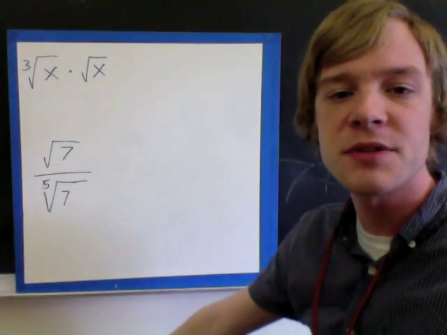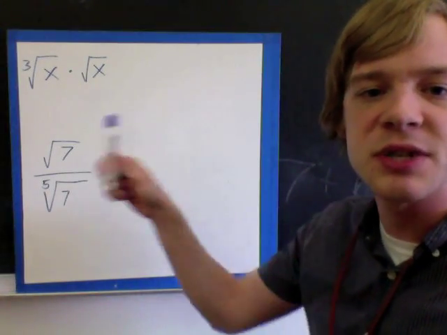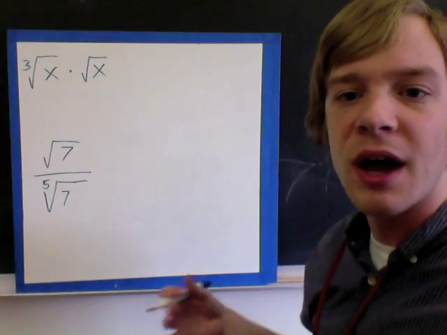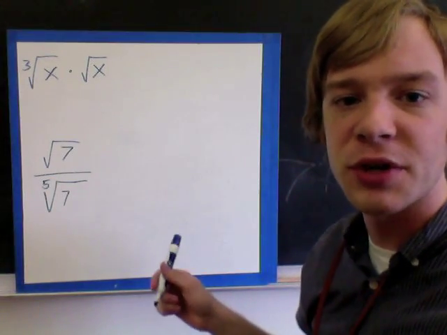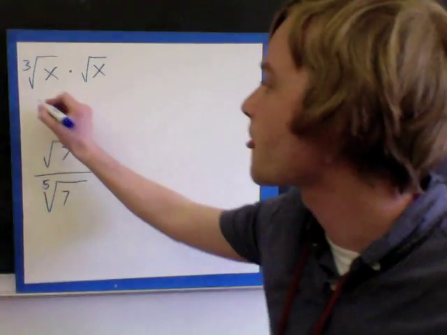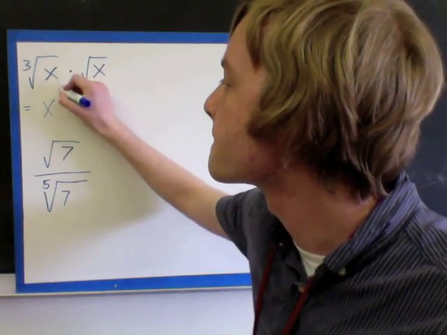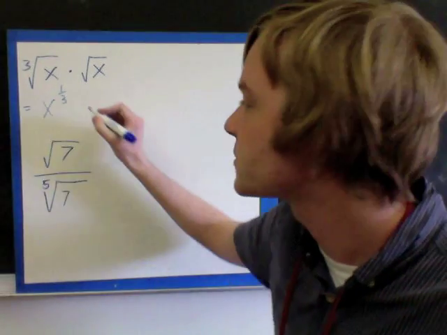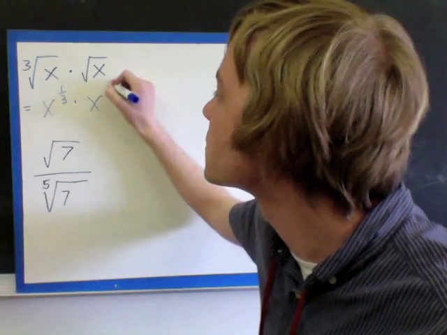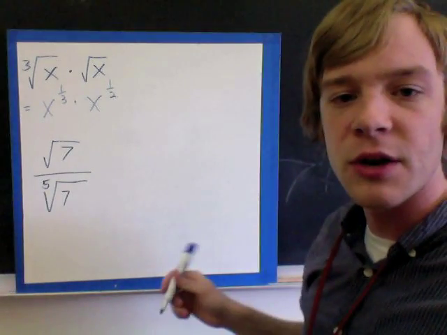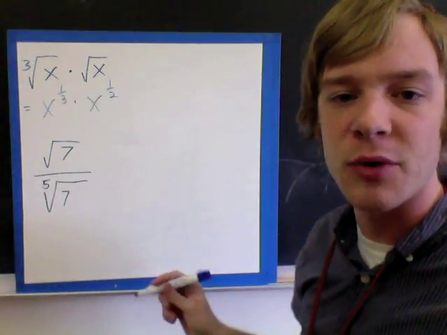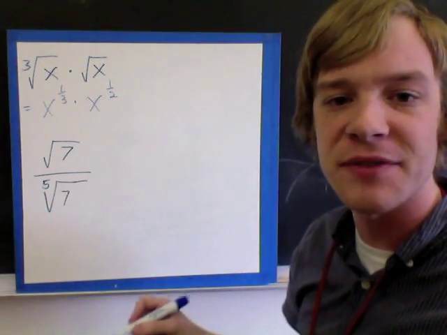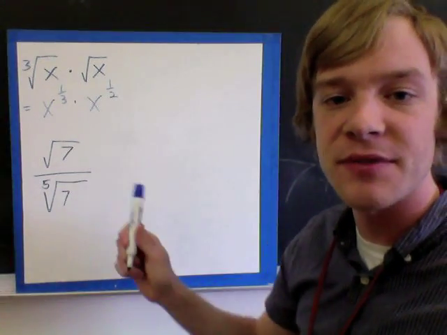Alright, both of these are just like the first type because you see we've got the same base for both of these problems. So now I want to convert these into exponential form. So this will be x to the 1/3, and then this will be x to the 1/2. Now if you remember, I need to add my powers when I multiply the same base. But I can't add two fractions that don't have the same denominator.